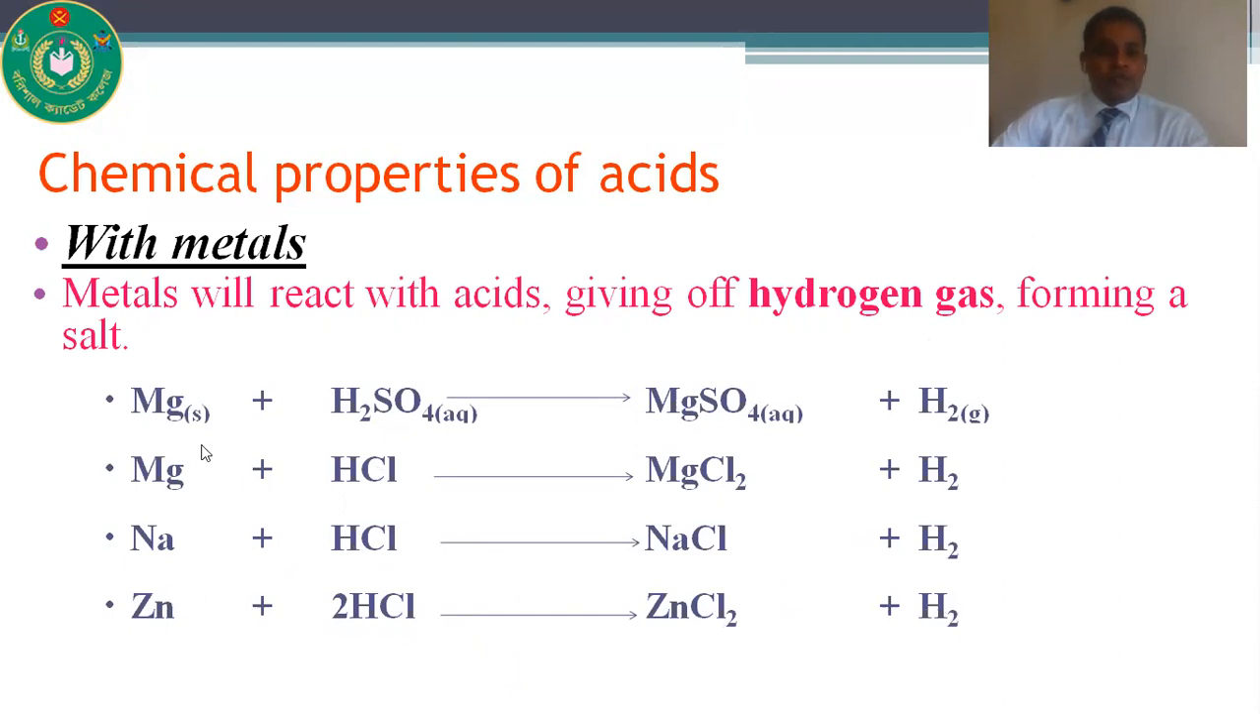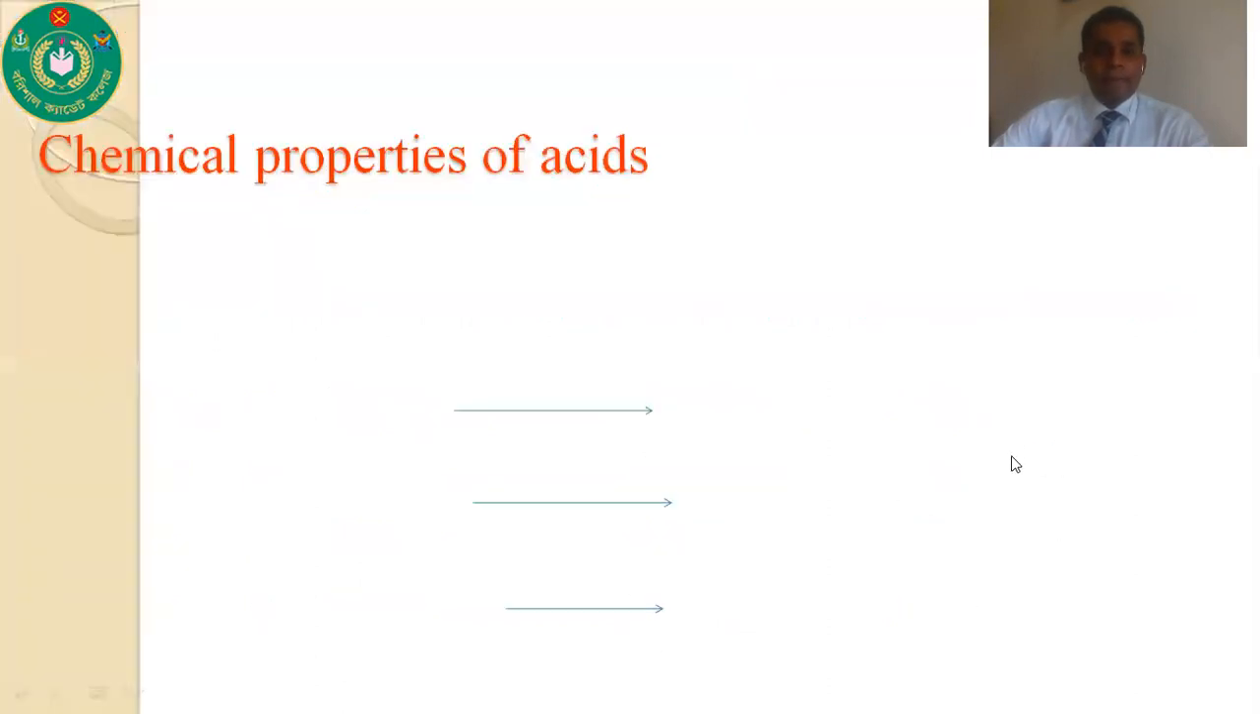In these four chemical reactions, you can see that when any metal reacts with any acid, it forms salt and hydrogen gas. So we can say that when acid reacts with metals, it forms salt and hydrogen gas.